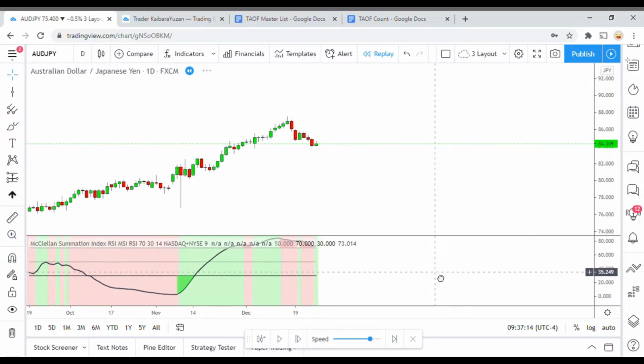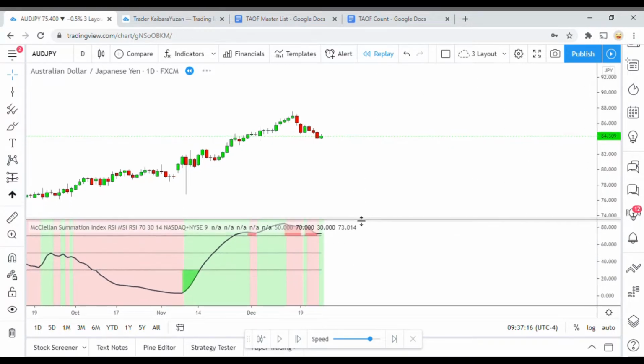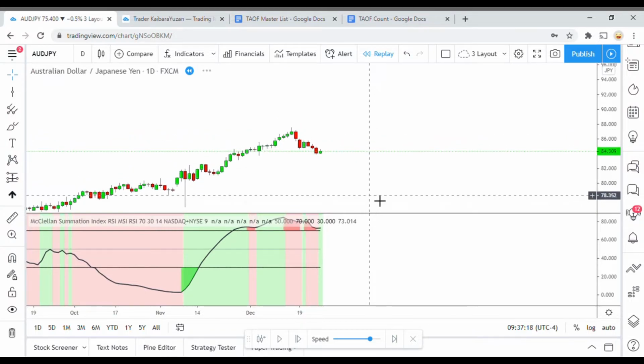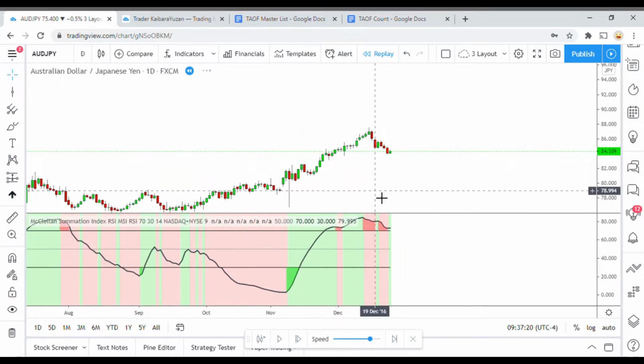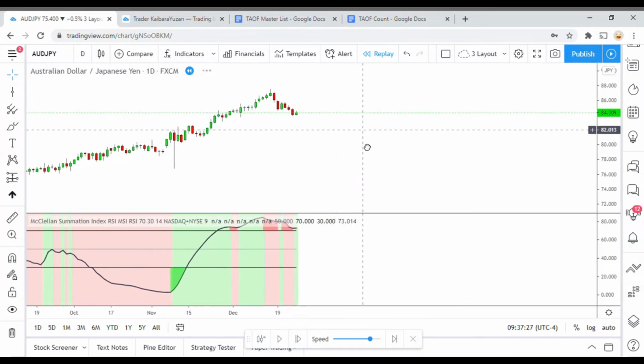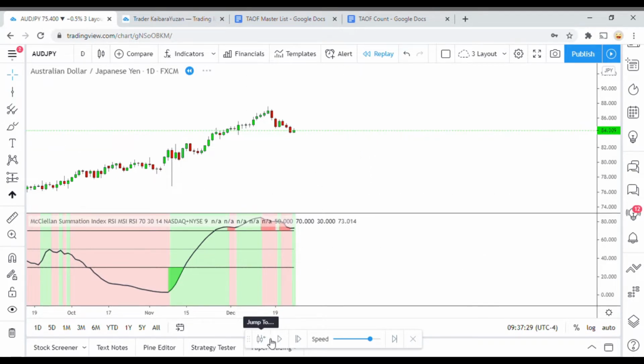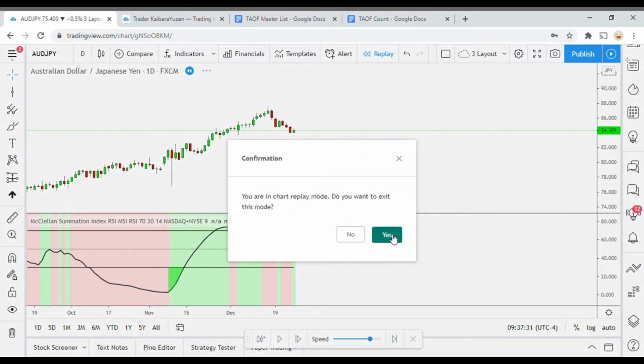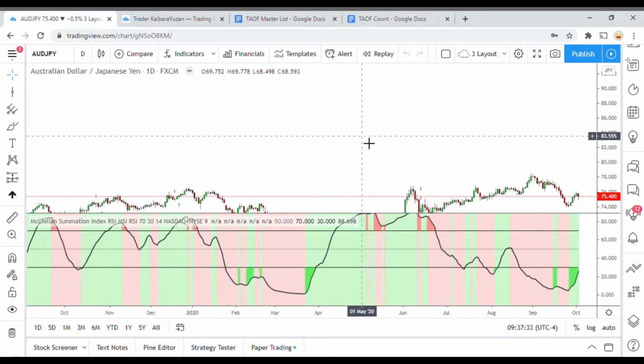Now, the setup's pretty simple. It's kind of similar to trading the RSI itself, in that we have, sorry, I think it kind of bugged out here.